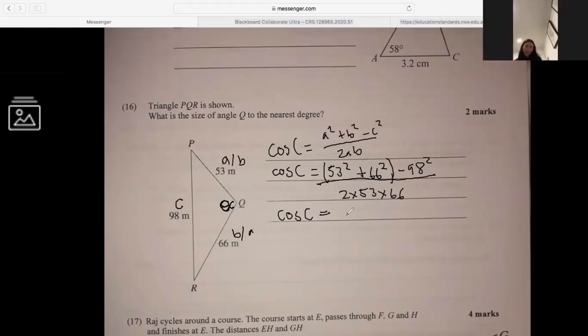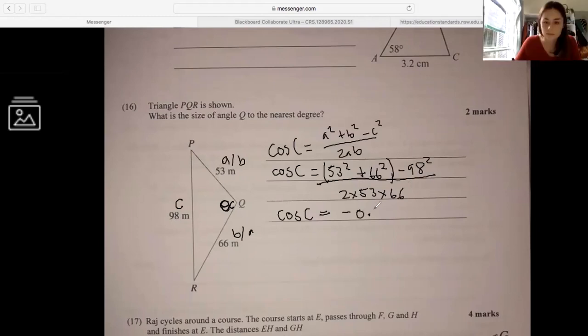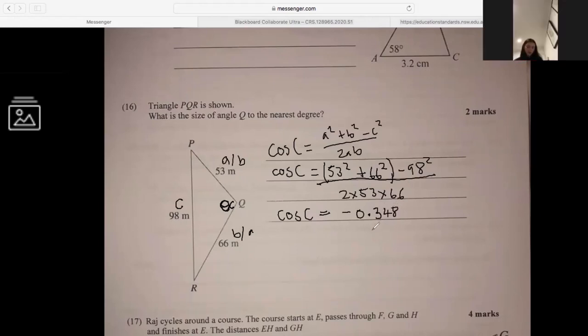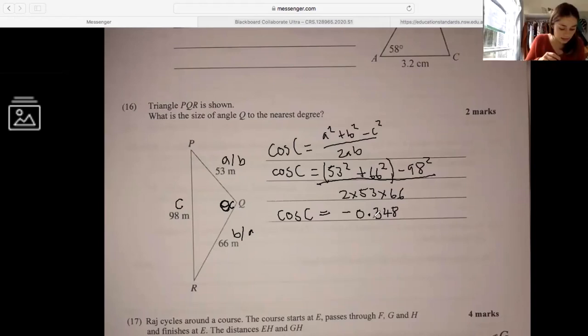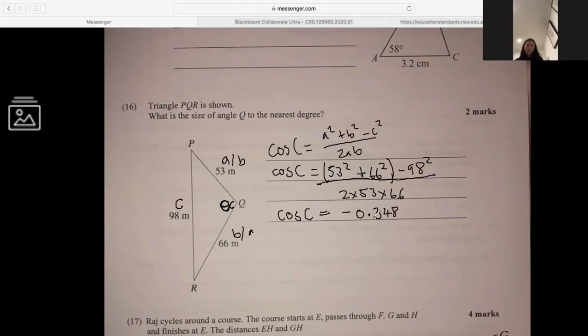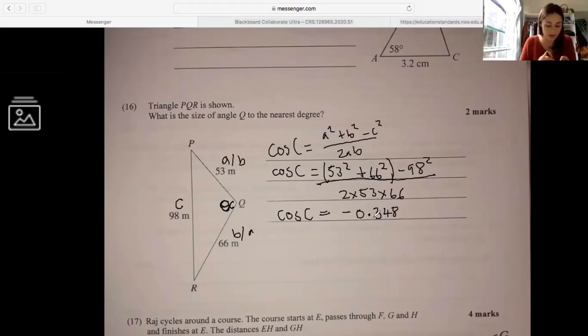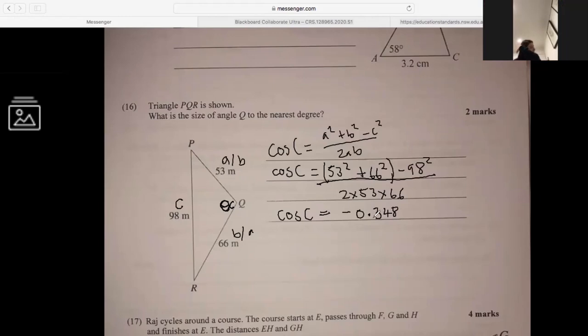Did you get negative 0.3? Is that what you got? How come I got a fraction? Do you know the little SD button? Yeah, I pressed that, but isn't it meant to just come up with that straight away? I don't know, mine just sometimes changes. Oh, okay. Press it two times. But yeah, the negative 0.35.